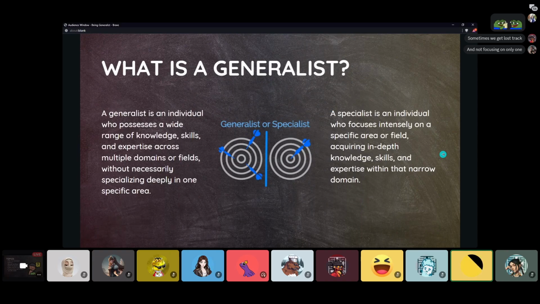And then we will define what is a generalist. A generalist is an individual who possesses a wide range of knowledge, skills, and expertise across multiple domains or fields without necessarily specializing deeply in one specific area. On the contrary, a specialist is an individual who focuses intensely on a specific area or field, acquiring in-depth knowledge, skills, and expertise within that narrow domain.